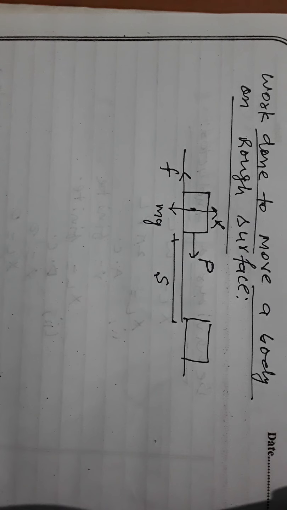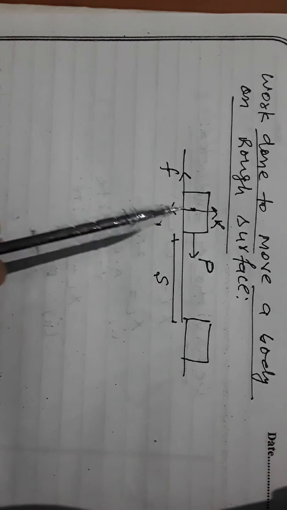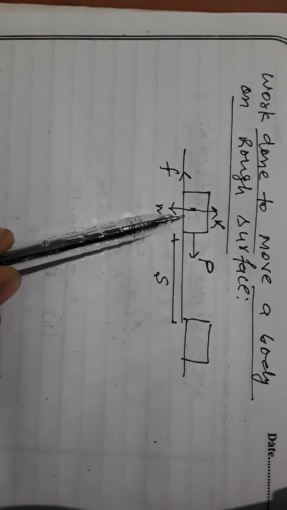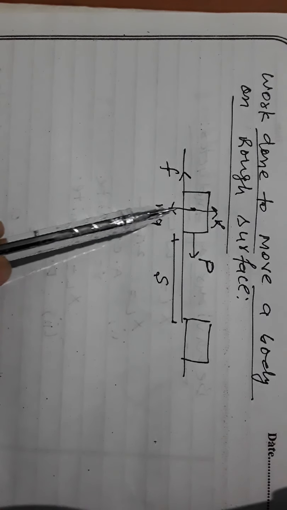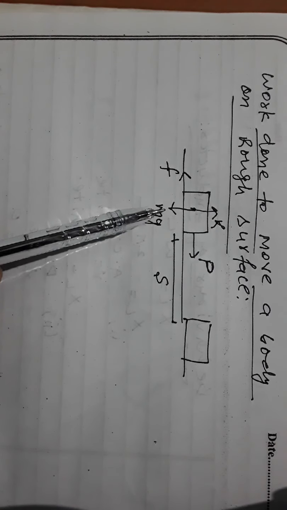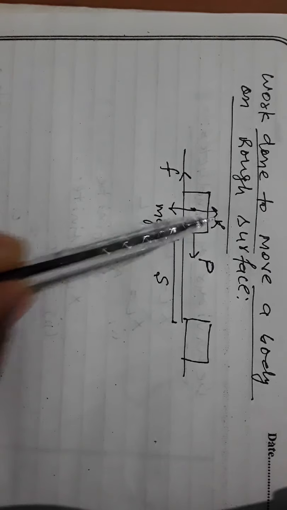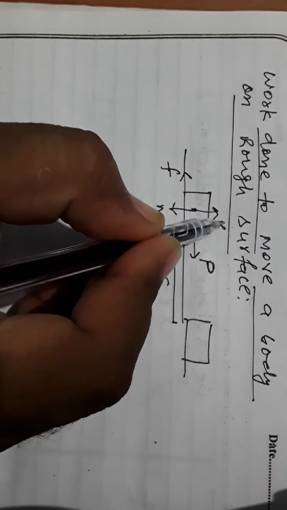Hello children, in friction we have the next topic: work done to move a body on a rough surface. Let a body be placed on a rough surface. mg is the weight acting downward. Capital R is the normal reaction.